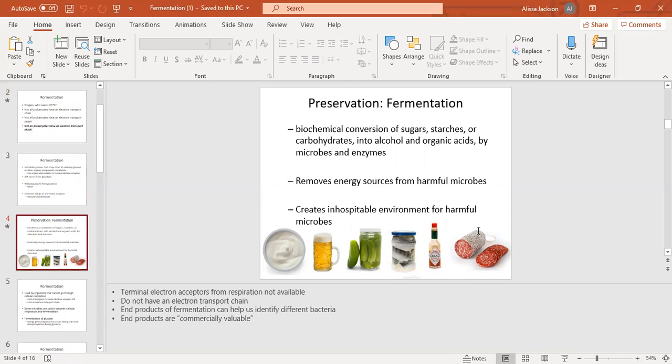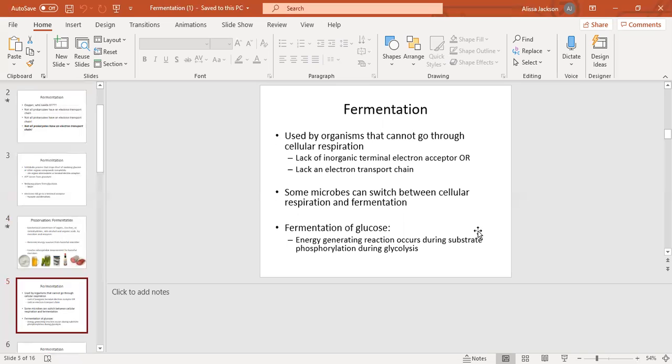So fermentation, we talked about how this converts sugar, starches, carbohydrates into alcohol and acids. So lactic acid fermentation is the one we've all heard about, right? Cool. So fermentation, if they don't have an electron transport chain, they'll use fermentation. If they lack an inorganic terminal electron acceptor, so like sulfur or nitrogen, those inorganic molecules that are not carbon, oxygen. And some microbes can switch depending on what's available, right?